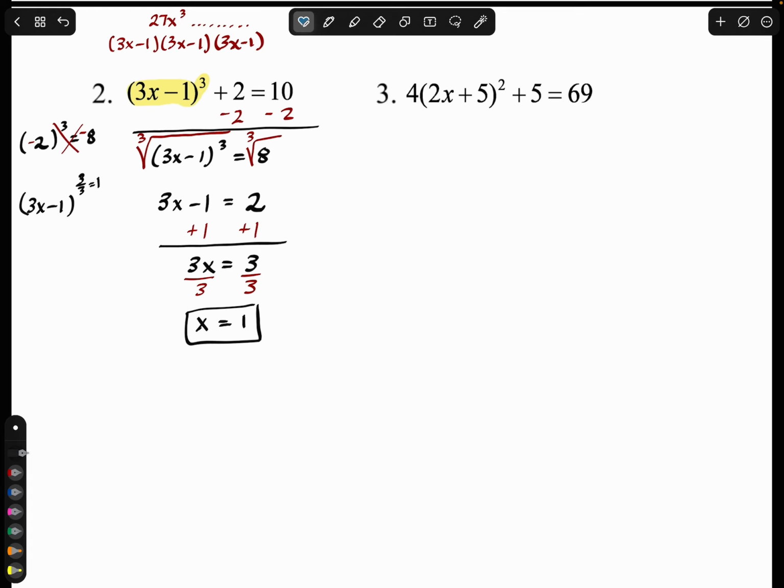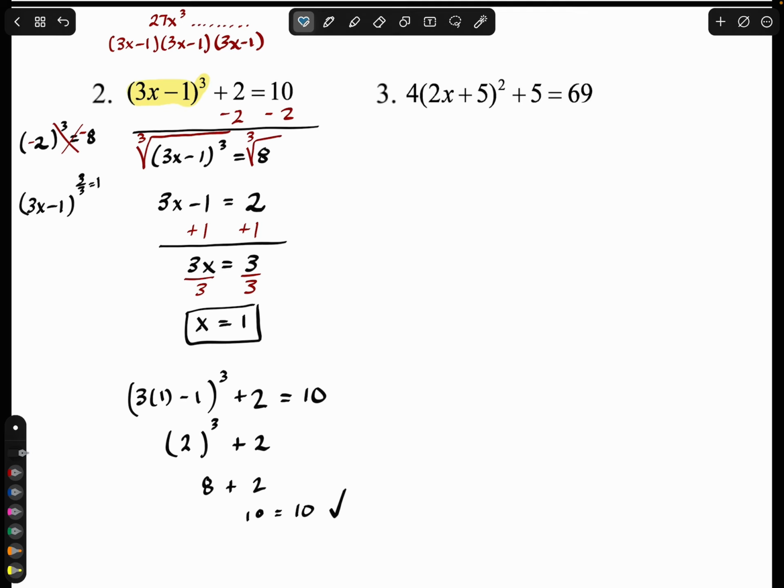For checking, you could just plug it in. It's really easy to do. 3 times 1 minus 1, we're going to cube all of that and then add 2 to it, and it should equal 10. So this would be 3 minus 1 is 2. 2 cubed plus 2 is going to be 8 plus 2, which is 10, and we see that that still equals 10.